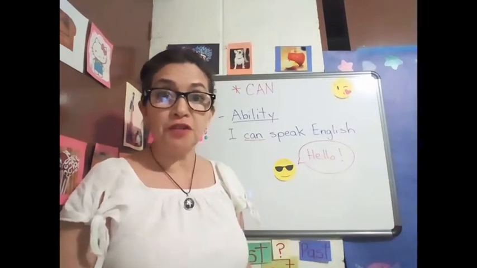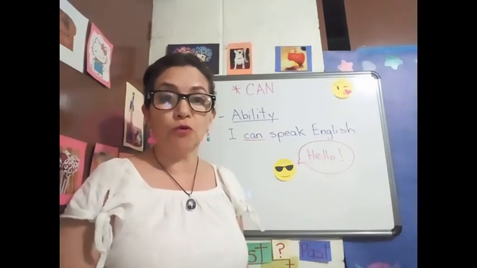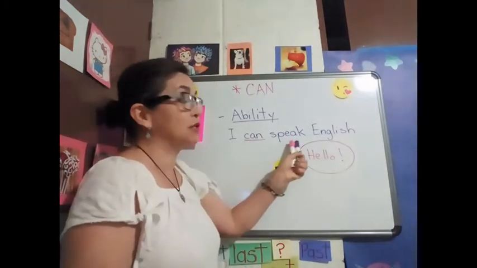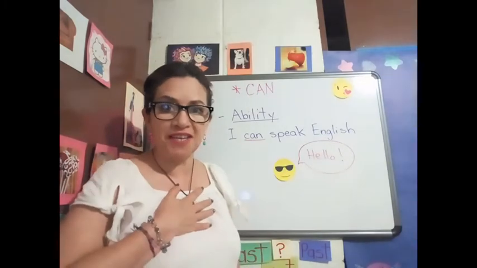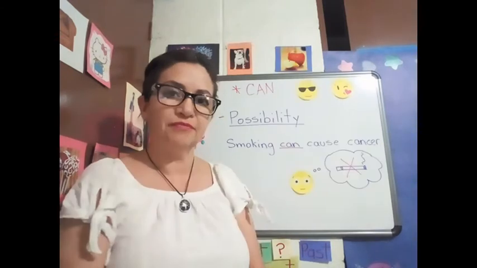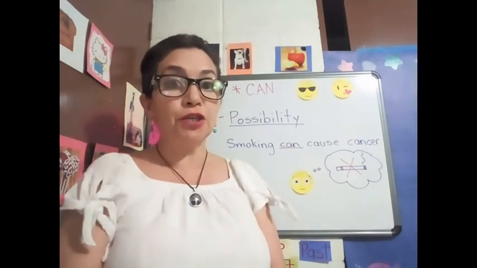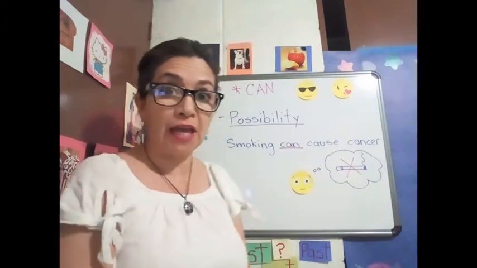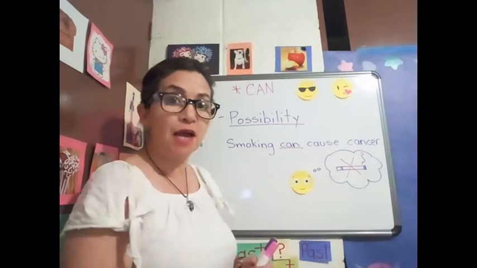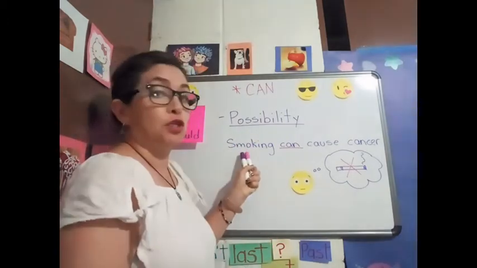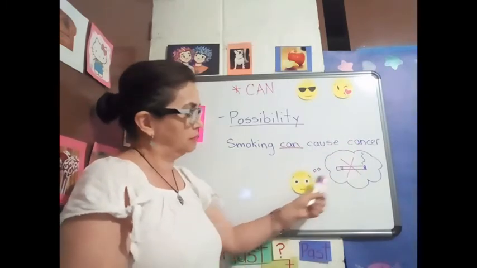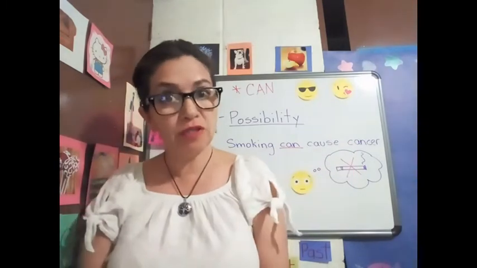Okay, the first use of verb can is for ability. I can speak English. Very good. The second use of the modal verb can is to talk about possibility. Let's see this example. Smoking can cause cancer. That's a possibility.